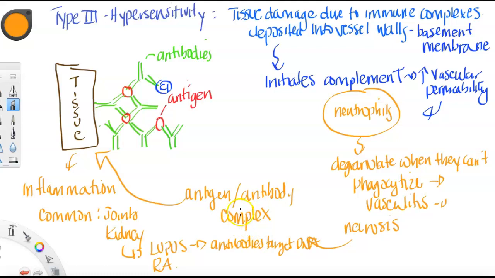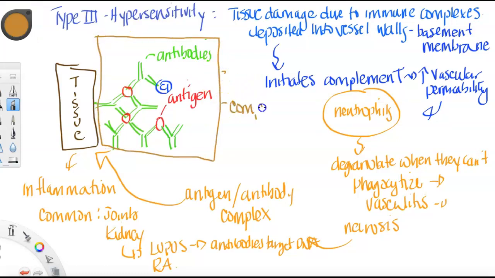So again, type 3 hypersensitivity, we're talking about these complexes of antibodies and antigens. Remember, that's here. That's the complex. And they start in the blood and attack the vessels. And then the vessels become permeable, they go into the spaces and attach themselves to the tissues.